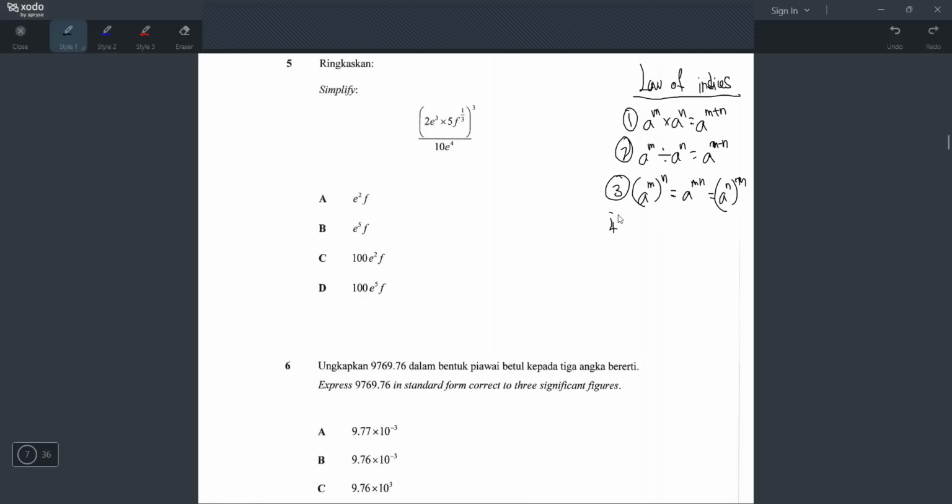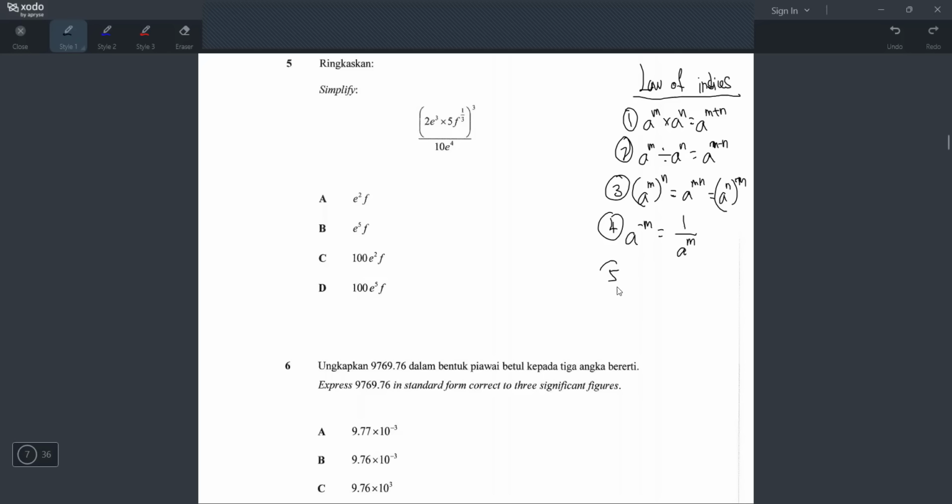Okay, next one is when you have a negative power. When you have a negative power, you can make it a positive power, but you have to bring it down. It means you become 1 over a power m, right? But when you bring it down, the base will stay the same. It's just that the power will change sign. So that's what it means, right?